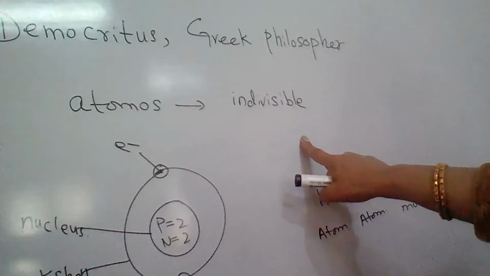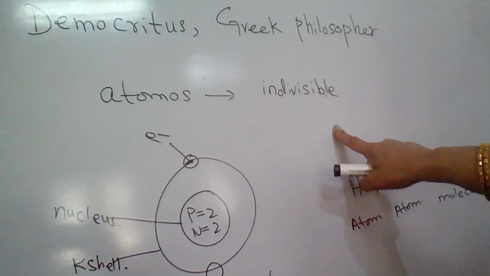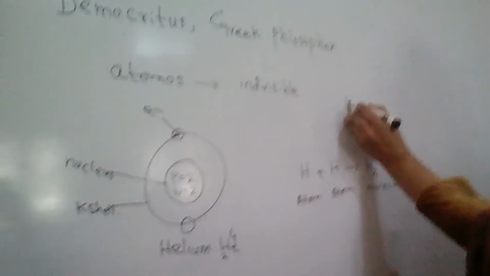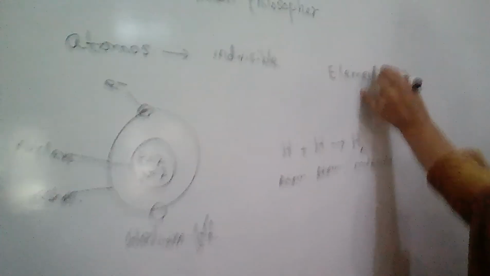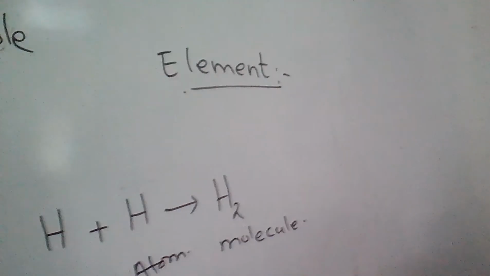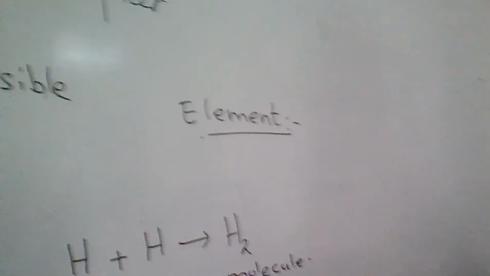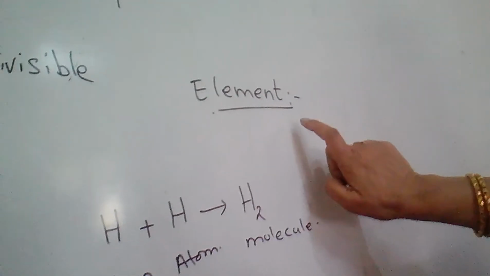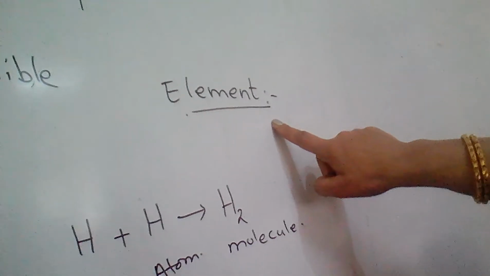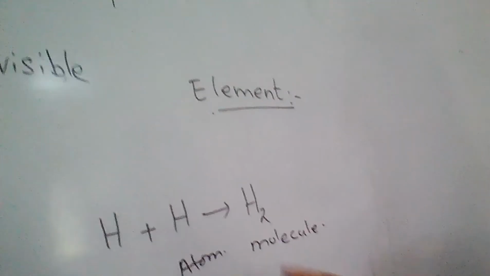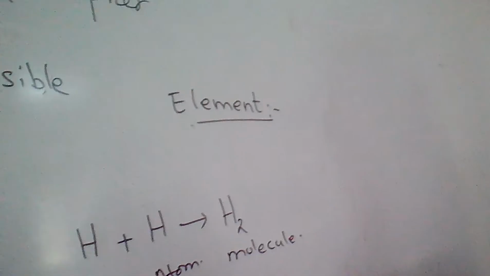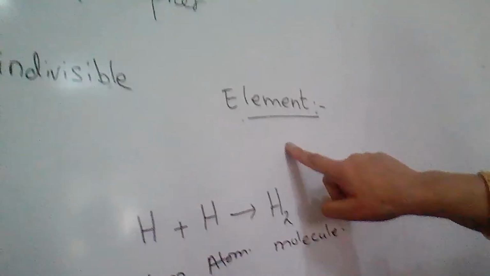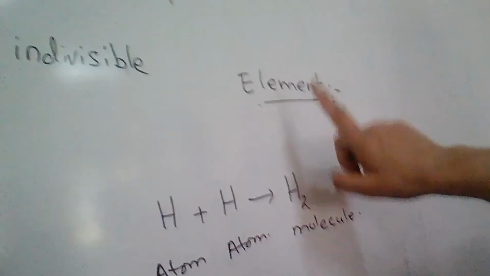Now we are coming towards the element. Now we should know what an element is. We can say that an element is a pure substance that is made up of one type of atom only. That is, if there is gold, then gold is formed by the combination of gold atoms only. If there is iron, then iron is made up of iron atoms only.